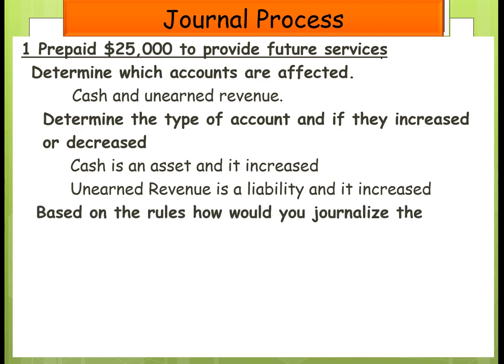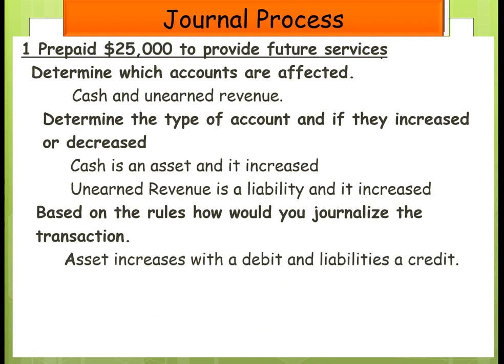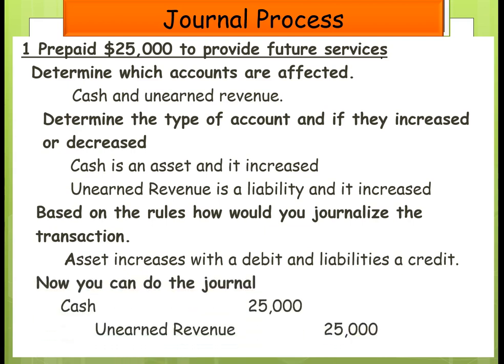Now, based on the rules, how would you journalize the transaction? The asset increases with a debit and liabilities a credit. Now we can do our journal. We're going to debit cash and we're going to credit unearned revenue. So that is my step-by-step process I go through in my head every time I do a journal entry.